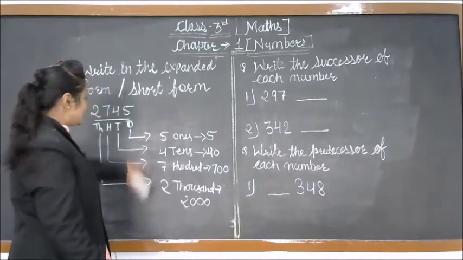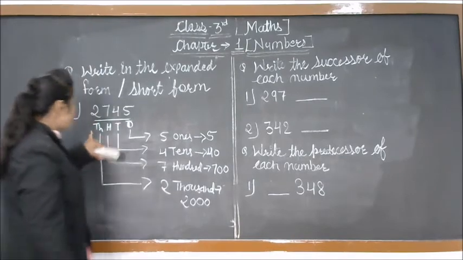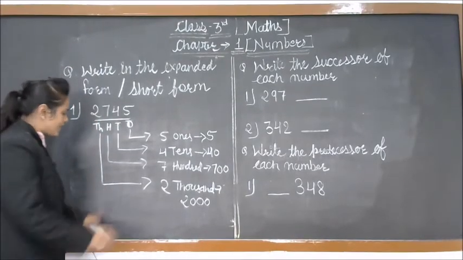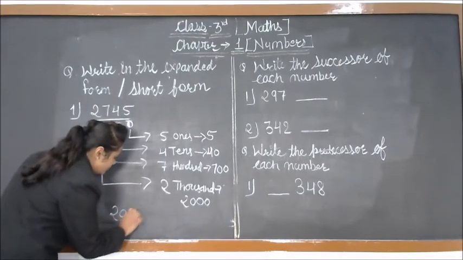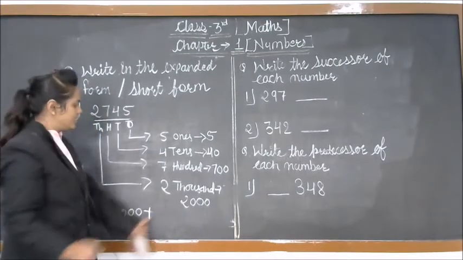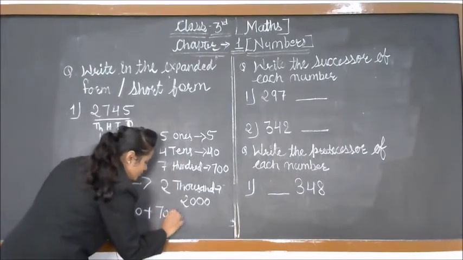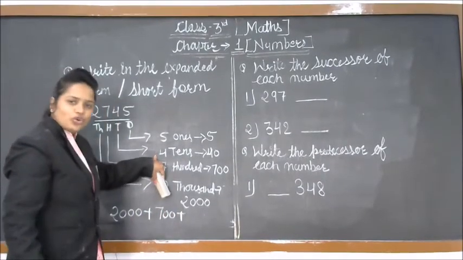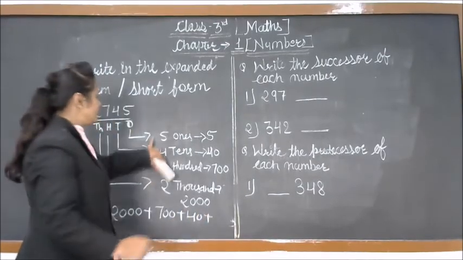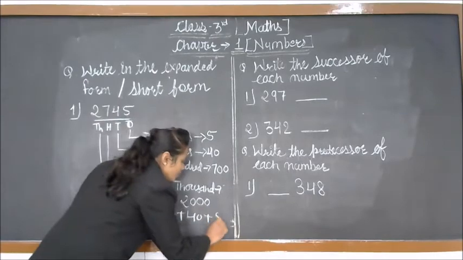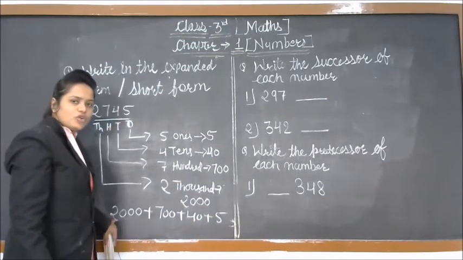Okay, so like this we have to write. Now we can write the answers from 1000. So how can you write? 2000 plus 700 plus 4 tens, which means 40, and 5 ones. So like this method we have to follow for the expanded form, students.